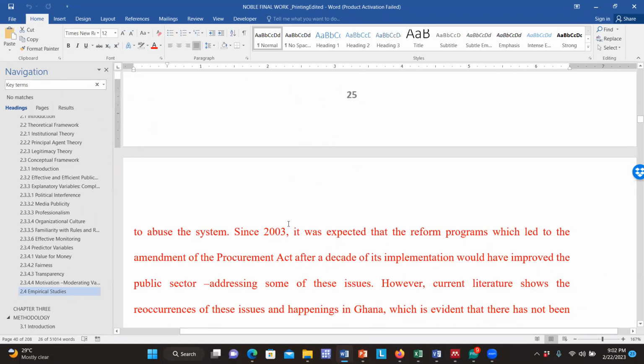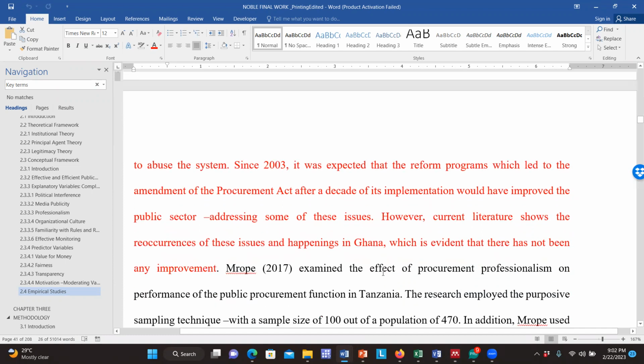Now, since 2003, I love this part, it was expected that the reform programs which led to the amendment of the Public Procurement Act, the guy is telling you that he understands the topic, after a decade of its implementation, would have improved the public sector, addressing some of these issues. However, current literature, that is the literature that he reviews, shows the reoccurrence of these issues and happenings in Ghana, which is evident that there has not been any improvement. That is his opinion that he has shown.